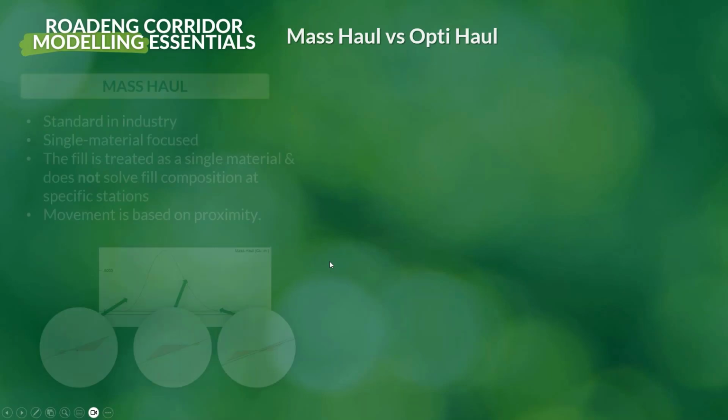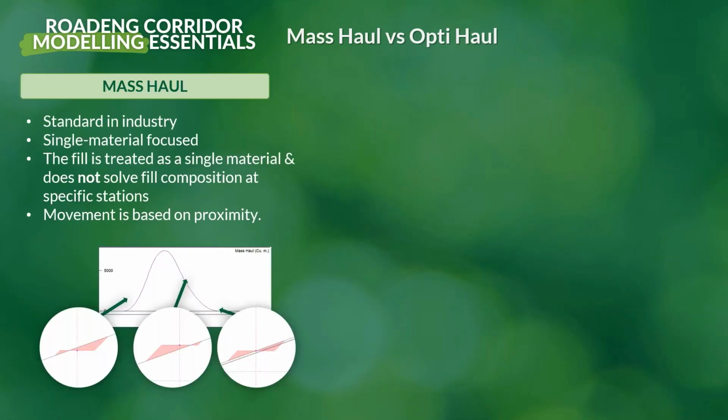So let's just talk about, ever so briefly, some of the deficiencies in that mass haul. So the mass haul, just to start, it's an industry standard. It's in RoadEng. It's obviously not exclusive to us. So the mass haul is very much a single material focused method of reporting volumes. The fill in this graphic is treated as a single material, and it doesn't really solve the question of where does the material come from and go to, and it doesn't solve fill composition at specific stations. The movement is heavily based on proximity.